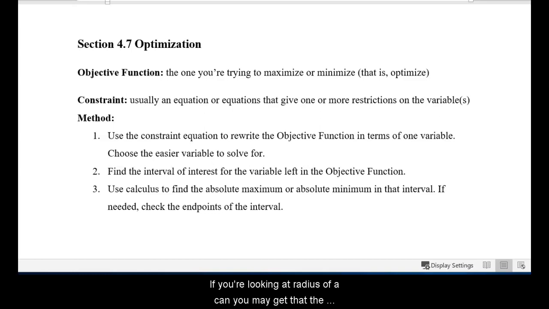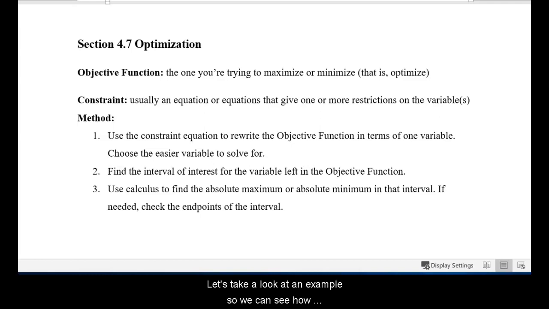The second step is just to find the interval of interest for the variable that's left in the objective function. If you're looking at the radius of a can, you may get that the radius has to be greater than 0 and less than 5. This means that you're looking for the absolute maximum and minimum on the interval from 0 to 5. If necessary, you'll check the endpoints of the interval. If you're trying to minimize surface area or maximize volume of a cylinder, such as a can, then it wouldn't make sense to check the radius being 0 because that would not actually be a can. So you wouldn't need to check that endpoint for a maximum or a minimum, but you would need to check the other endpoint, which would be at 5.